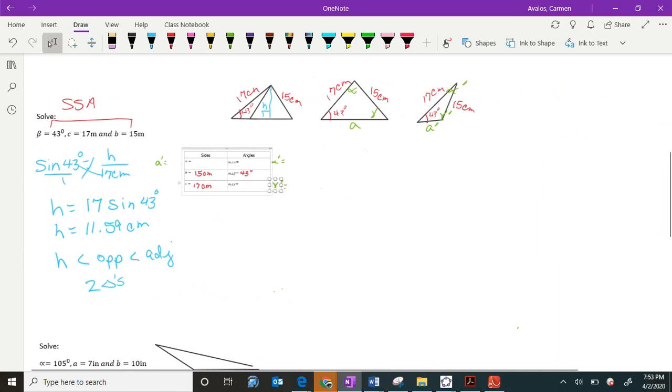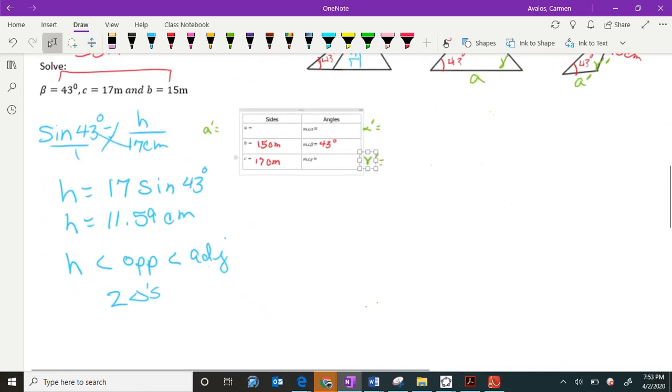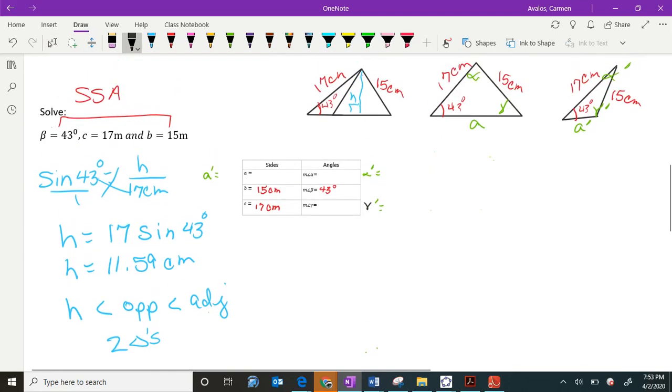So that's not going to go away. We're still going to do the law of sines there. The law of sines says that the sine of 43 over 15 is equal to the sine of gamma over 17. So we are going to solve the acute triangle first. That's the easiest way to do it, and that's what you should always do first, the acute angle.